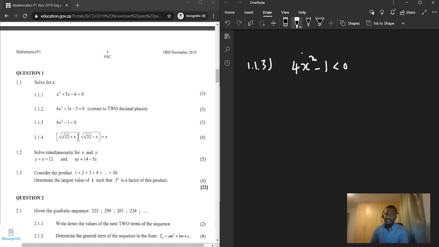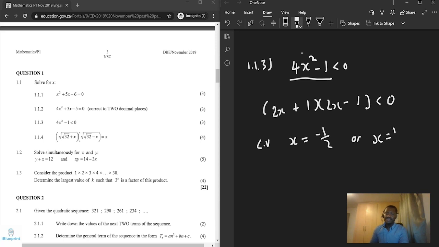So you can try and factorize this. You should have done some exercise on this, so you know that if you have something like this, where both terms are squares, you get 2x, 2x, and 1 with different signs. Once you have this, you can find what you call critical values, the values of interest where the sign is going to change.